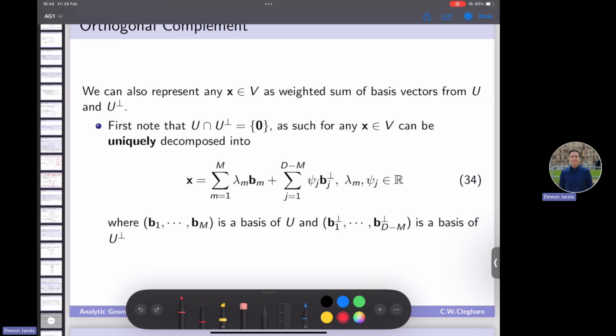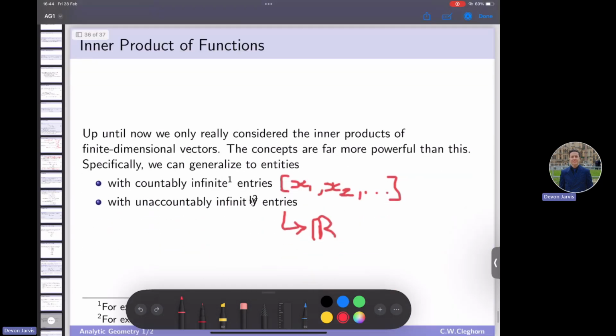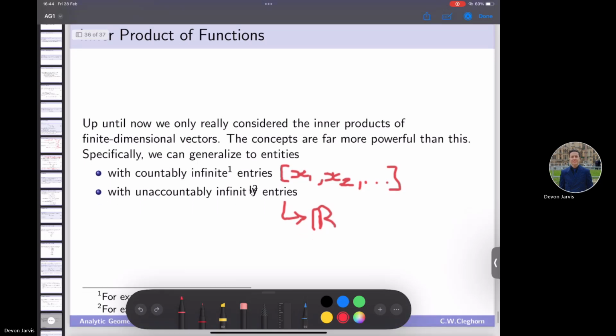Okay, but ultimately, if you have orthonormal bases, you can then just split the summation out, and then just merge those two summations. But there are occasions where it's useful to split out an orthogonal subspace. Okay.